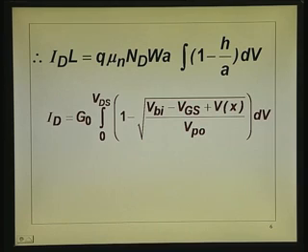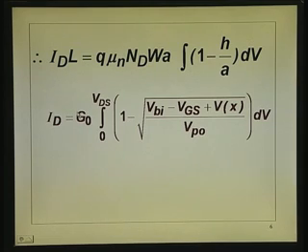Now, let us see what is this term. What we have done is, instead of keeping on writing q mu n and d w a divided by L, see I have removed this L from this side and taken to the right hand side. Okay. Now, I d will be that particular term, a constant of the device q mu n d w a divided by L, I call it as G naught. Okay. And inside this is the particular term.